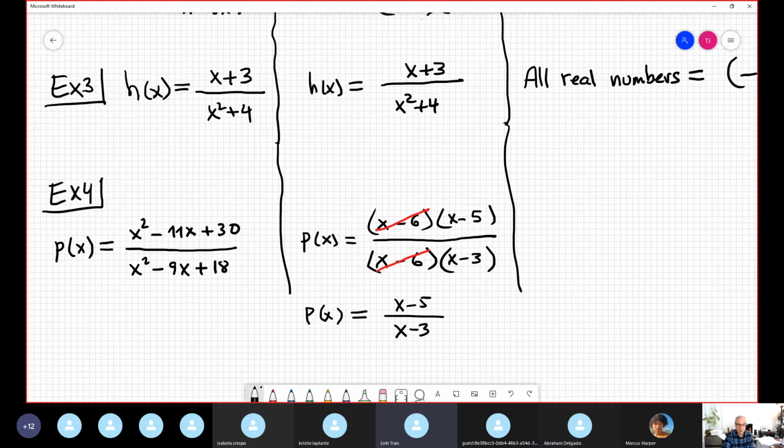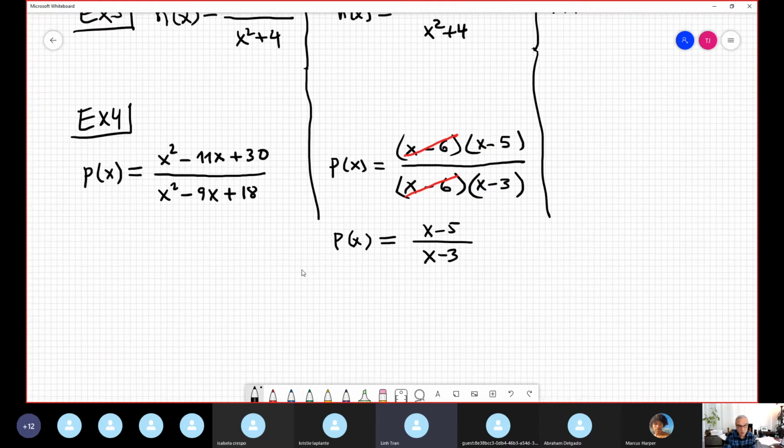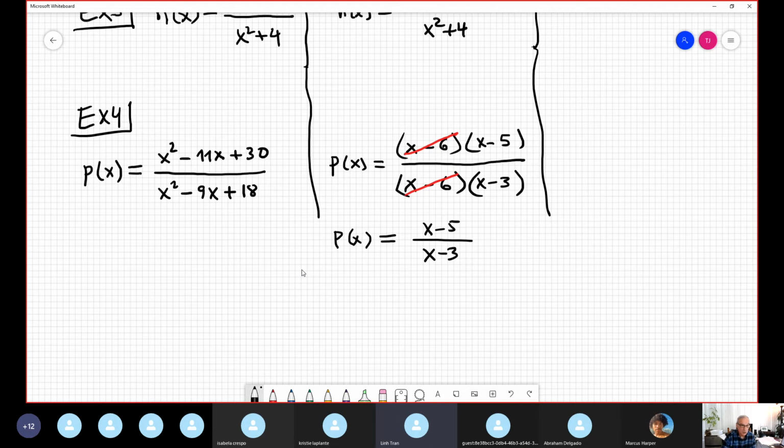And wait, I need to explain something super important. Are they equivalent 100%? No. So this P, let me call it P1 to differentiate a little bit this and this. They are twin brothers, but not exactly the same. Twin brothers, but somewhat different. So P of x is equal to P1 of x. But we have one restriction, and the restriction is for x not equal to 6.